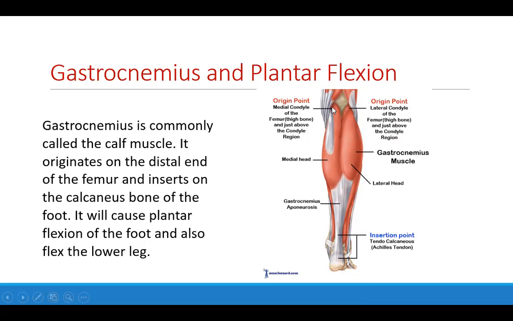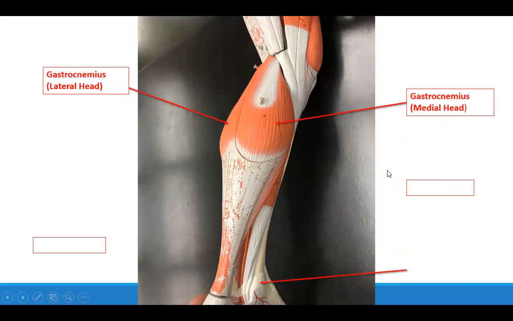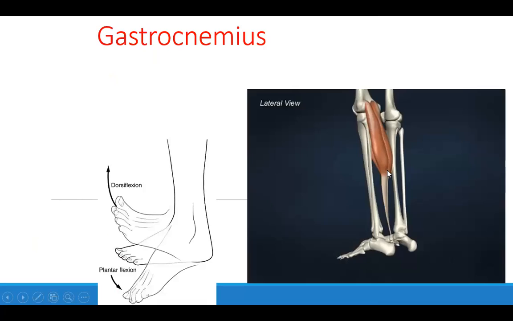And so the origins are the medial condyle and the lateral condyle of the femur, and the insertion is the calcaneus. This is our Achilles tendon right there, and that's the gastrocnemius muscle. We see it again here. Medial head, lateral head. Underneath it is the soleus. There's the Achilles tendon right there.